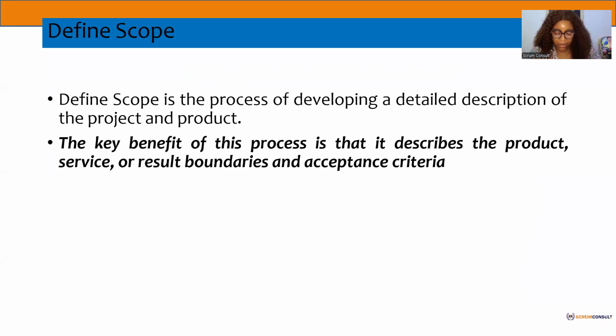The third process. We've done what? What was the first process? Project management plan. This is the fourth. So we've done requirements collection. Okay, this is the third. We are now trying to define scope. We want to define scope.